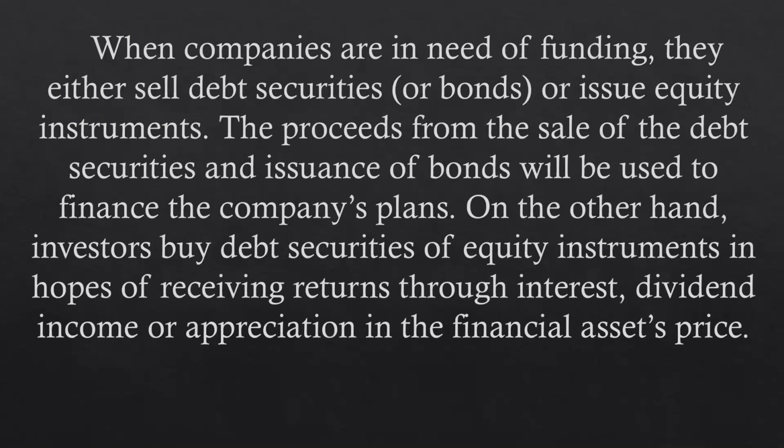And when companies are in need of funding, they either sell debt securities or bonds, or issue equity instruments, those that indicate proofs of capital ownership. The proceeds from the sale of the debt securities and issuance of bonds will be used to finance the company's plans. On the other hand, investors buy debt securities or equity instruments in hopes of receiving returns through interest, dividend income, or appreciation in the asset's price.